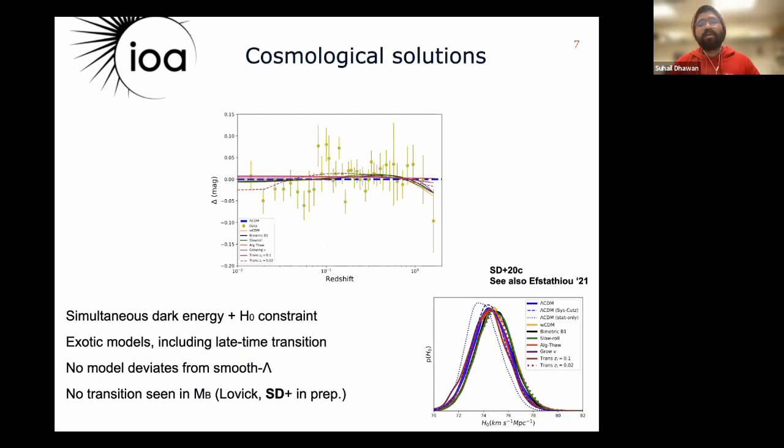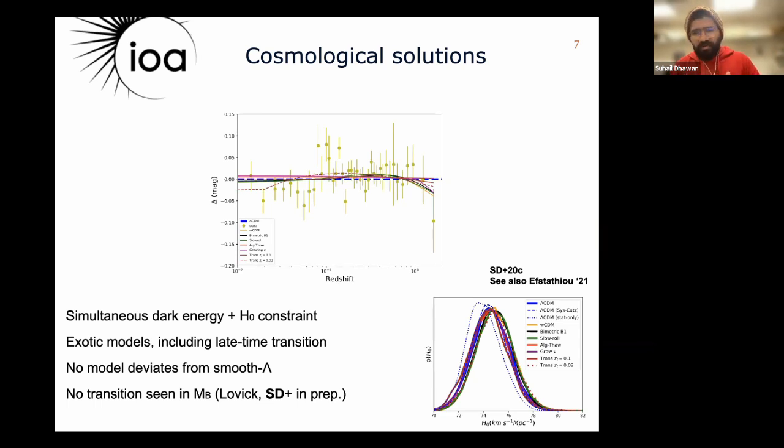As I mentioned, we did a combined analysis of the calibrators as well as the nearby Hubble flow along with the high redshift type 1a supernovae. This has been done in more detail in Pantheon Plus. What we had done was with the original Pantheon, and we got a simultaneous constraint on dark energy and H0. The motivation here was, if we assume that the error budget is as given, what kind of non-standard cosmologies can potentially explain the observed high value of H0 from the local distance ladder.